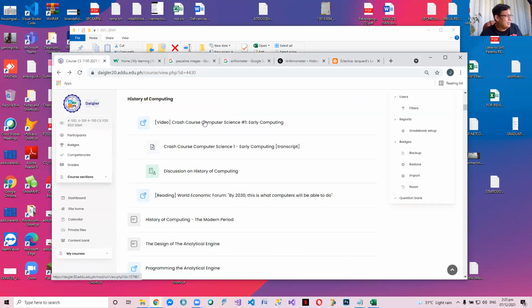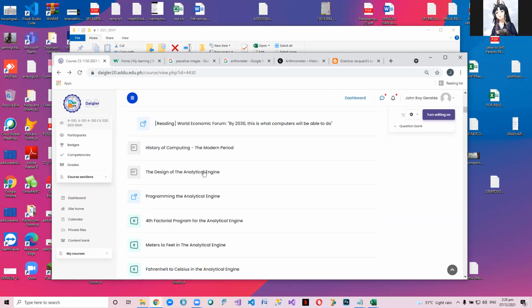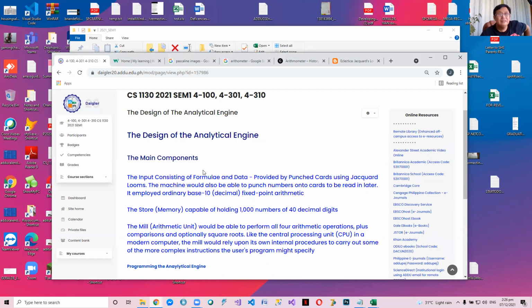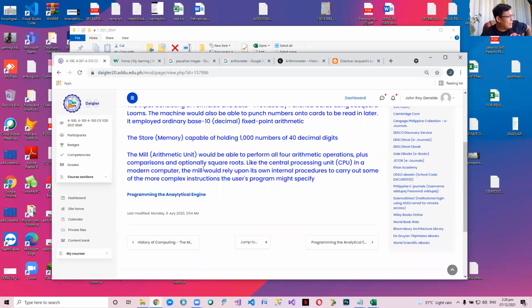None, sir. Okay, so you can look at this. Now let's look at the analytical engine. We will just finish this now, the analytical engine, and then next meeting we will solve problems. Maybe if we have time, we will.